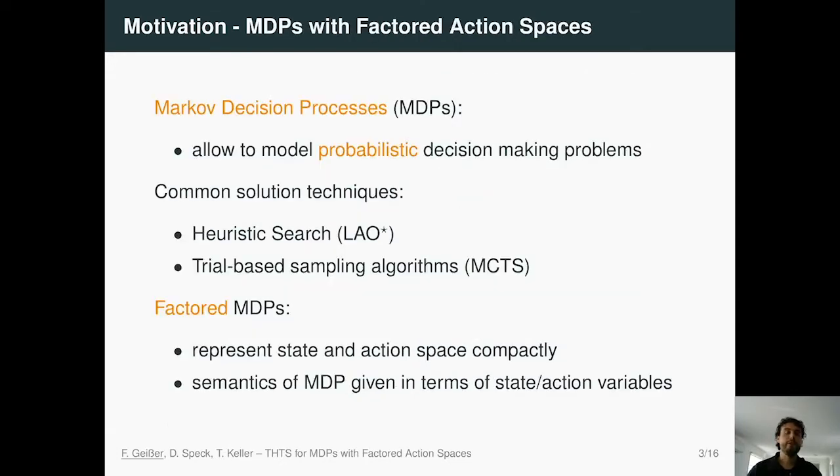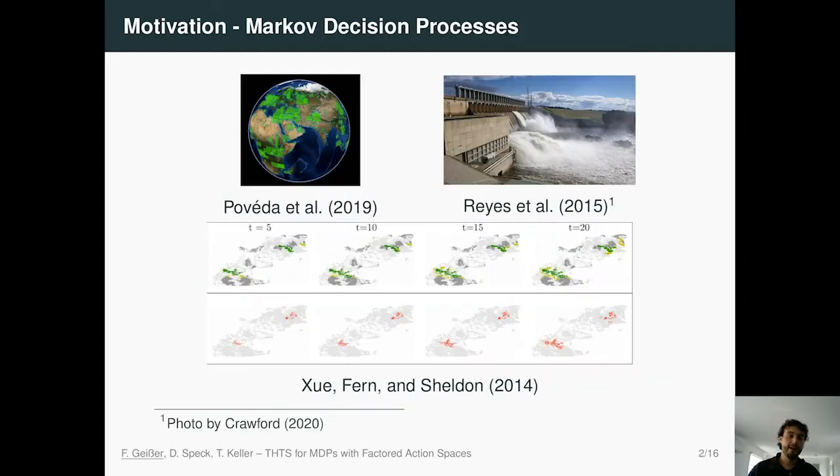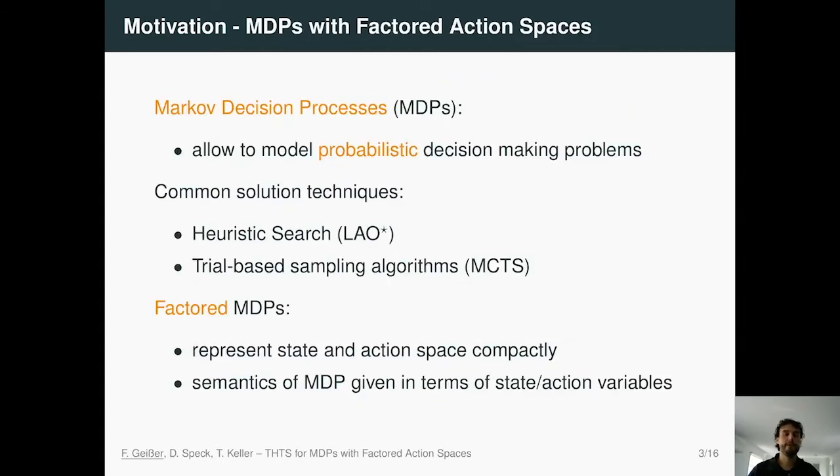Common solution techniques for Markov decision processes are either heuristic search approaches, such as the LAO* or the AO* algorithm, or trial-based sampling algorithms, such as Monte Carlo tree search or the UCT algorithm. In this talk, we are going to focus on so-called factored MDPs, where we can represent the state and the action space compactly, and the semantics of the MDP are given in terms of state and action variables. And actually, all of these different domains here can be represented by factored MDPs.